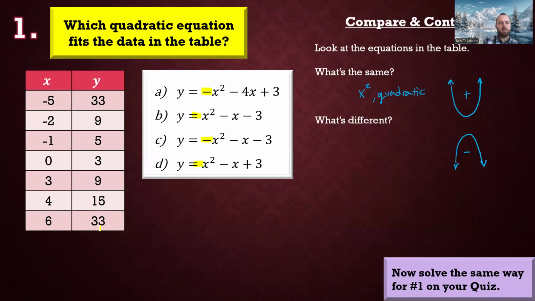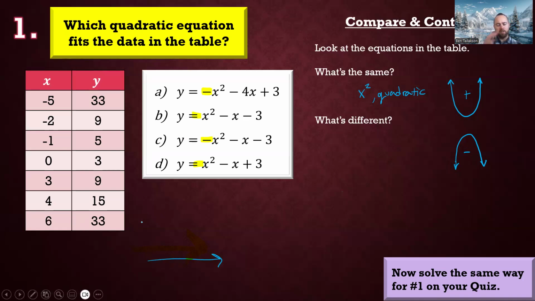Let's go ahead and look at our table of values. As we look at the x values, we can visualize it's going from negative to positive, so we're going from left to right. Let me get that drawn out for you. So we're going from left to right, right?